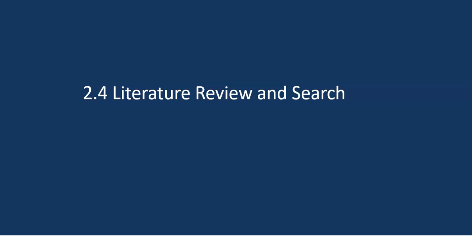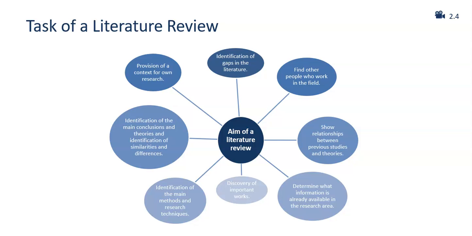This video introduces the literature review and the literature search. Literature typically refers to scientific articles, that is, previous research on a specific subject, published in scientific journals. Popular science, such as newspaper articles, should be distinguished from this. The examination of literature is an essential part of any research project.